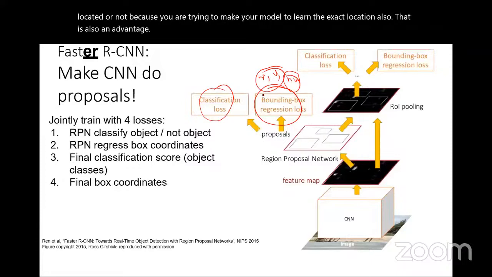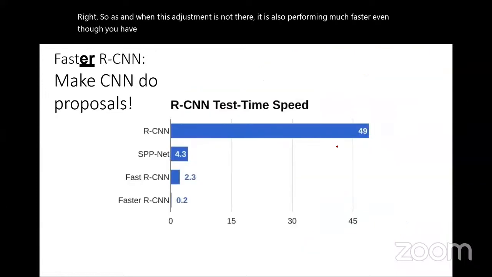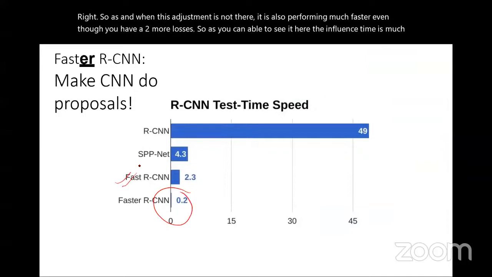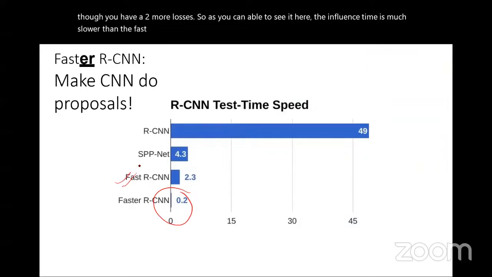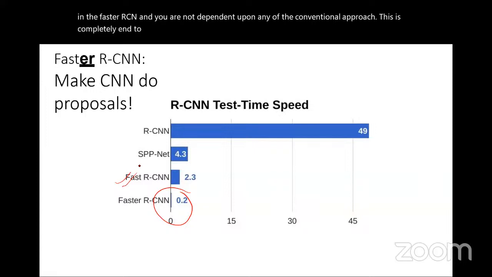So as and when this adjustment is not there, it is also performing much faster, even though you have two more losses. As you can see here, the inference time is much lower than fast RCNN, because there you are dependent on the conventional approach, but in faster RCNN, you are not dependent upon any conventional approach. This is a completely end-to-end CNN model.